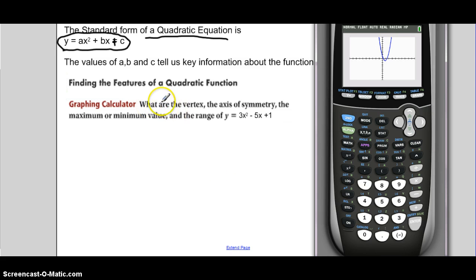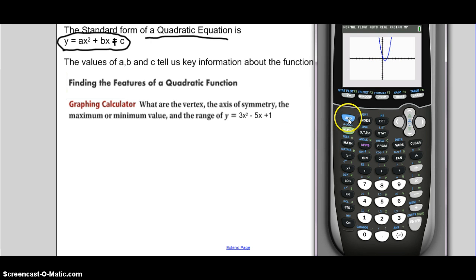So now the question again is, what is the vertex, axis of symmetry, maximum or minimum value, and the range of this function? Well, the way to find out the vertex is to say, wait a minute, is this a minimum value or a maximum value? Well, since it's concave up, that means it's going to be a minimum value.